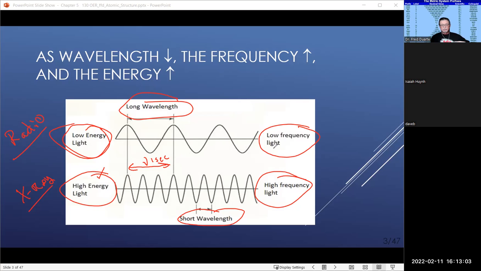All right, so the takeaway from here is that long wavelengths have associated with them low energy and low frequency. In contrast, short wavelengths have associated with them high energy and high frequency.